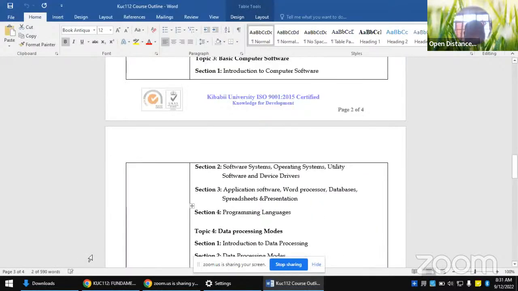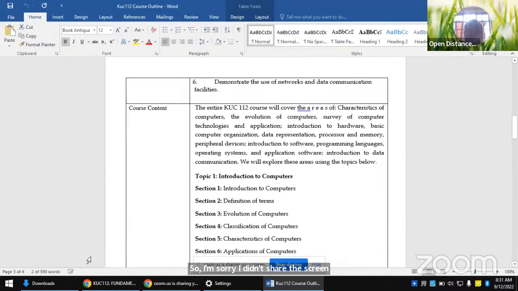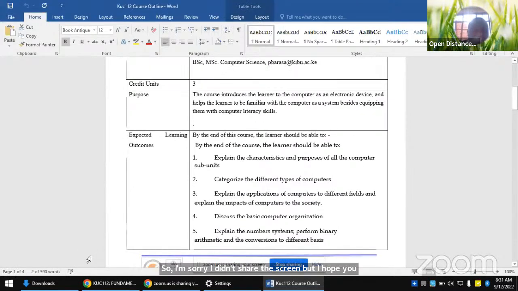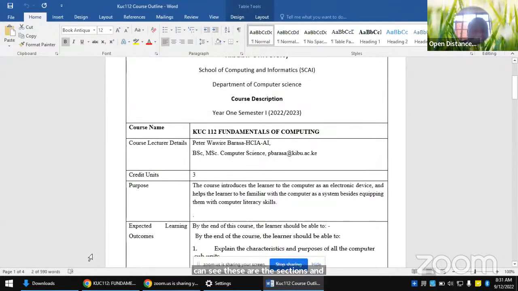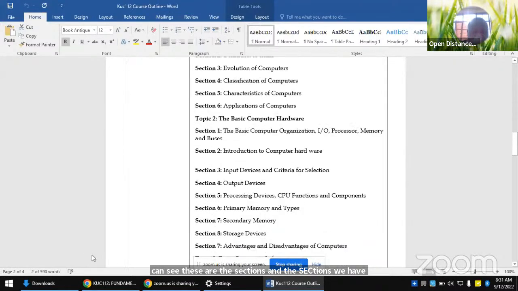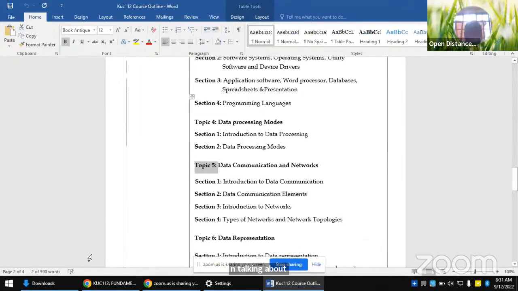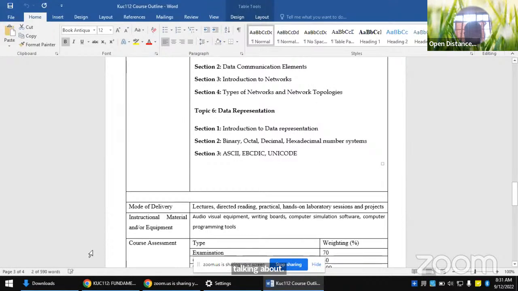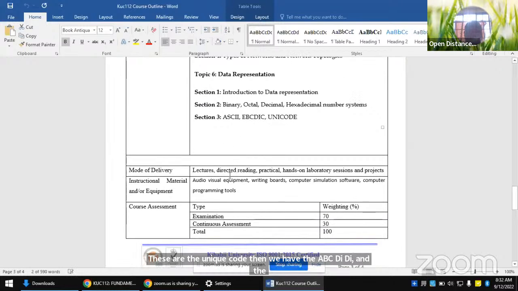So I'm sorry I didn't share the screen, but I hope you can see this, the sections we have been talking about. So topic 6, we talk about data representation, which is introduction to data representation, binary, octal, decimal, hexadecimal number systems. And section 3, we have the ASCII, EBCDIC, and the Unicode, which we are going to look at.